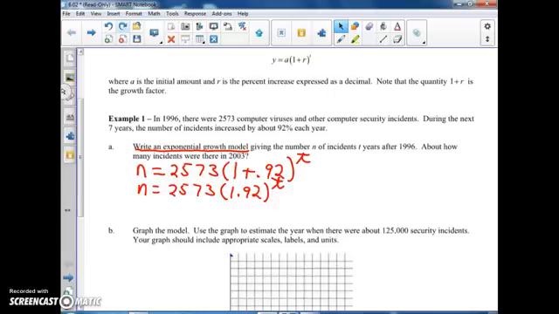Now are you done with the problem? No, you're not, because there are 2 questions you're answering. There's the first part, the model. Now the second one says, about how many incidents were there in 2003? How many years have gone by at 2003? 7 years. So what are you going to do? You're going to put 7 in for t. So here we go. We're putting 7 in for t.